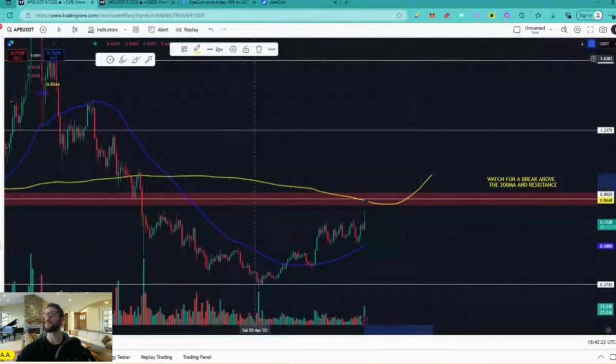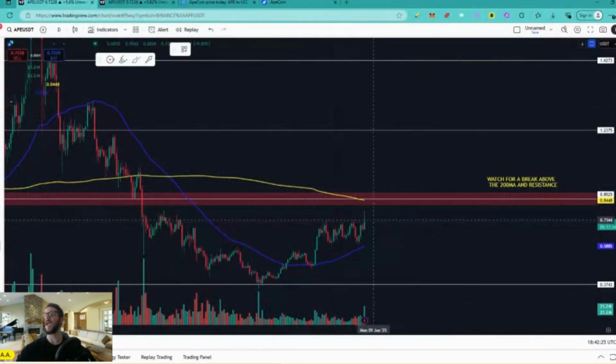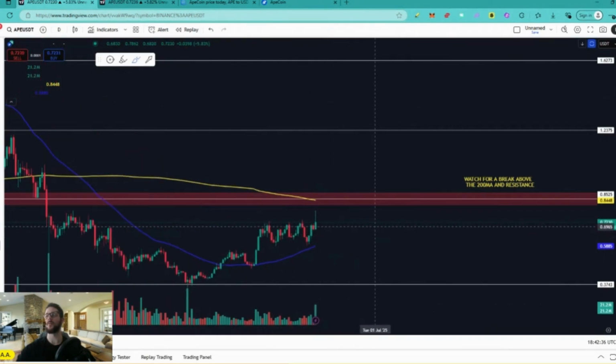But for now, I am not willing to buy ApeCoin at these levels, guys, because I am not sure what the price action is going to do next. Nobody has a crystal ball. Nobody knows what's going to happen. So what I am doing with this is I am waiting to see what the price action is going to do next. We gotta have a plan no matter what happens, since we don't know what's going to happen, right?